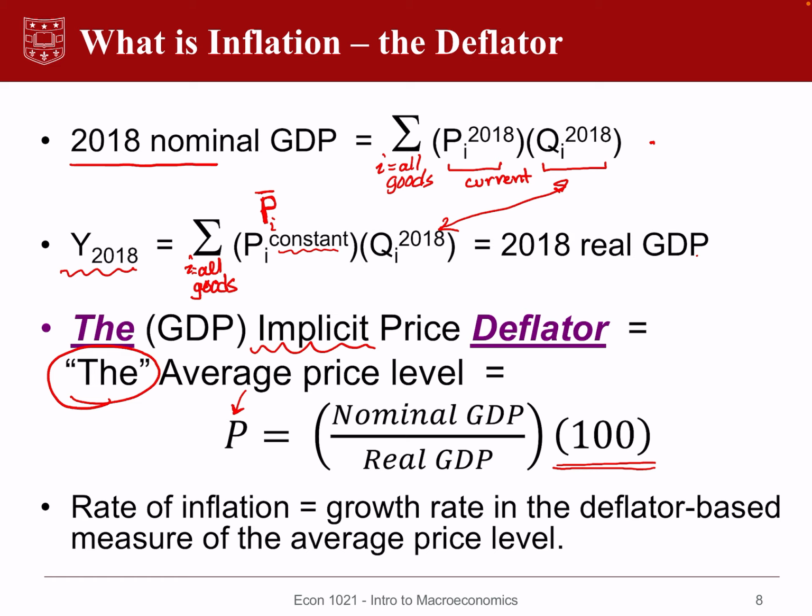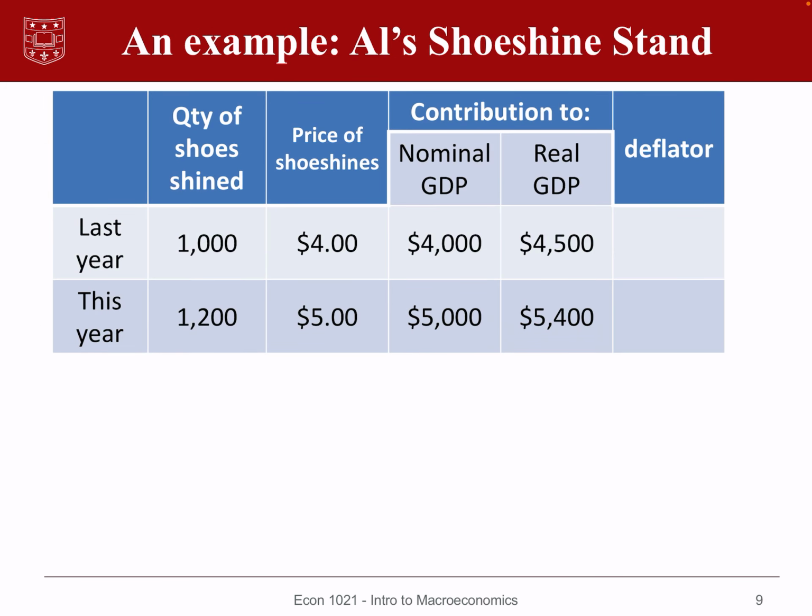So it's not a percentage that we're multiplying by here. It's just 100 to get more digits. And then the rate of inflation is just the growth rate of the average price level, so the deflator-based measure of the average price level. Now again, I have the "average price level" in quotation marks here because way back at the beginning, we said there are many different ways in which we could measure the average price level. So the deflator is just one of them. We'll talk about this and then we'll move on and do the CPI.